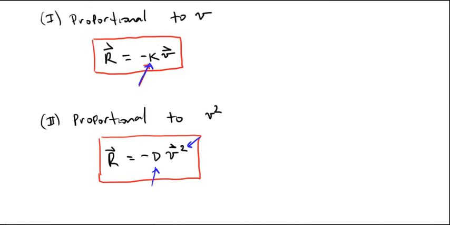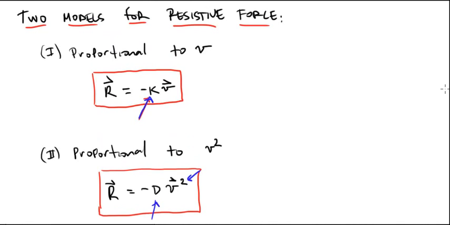So these are two different models, and you can find both of these models in the real world. I think this sort of linear relationship is frequently seen if you have a resistive force in water. So for instance, if you have a boat plowing through the water, there's a certain resistive force due to the water that's given by this type of equation here.